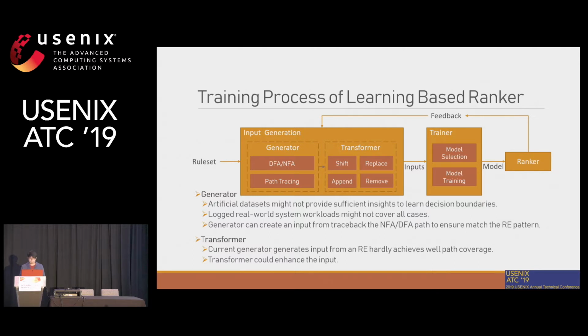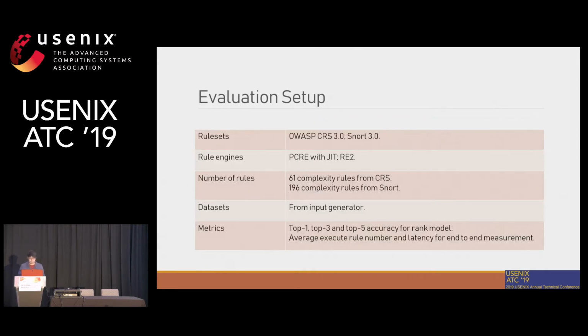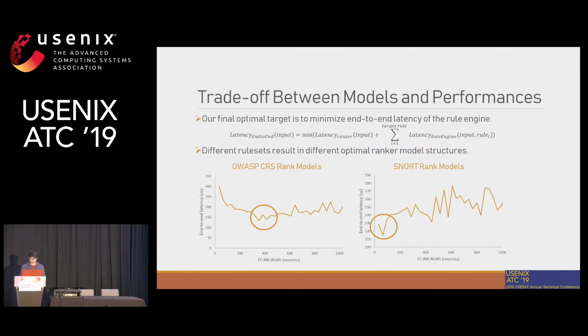Once a model has been trained, it will be evaluated by a ranker, and the ranker will feed back the performance. The training process will decide when to stop training and return a ranked model. In the end, I'd like to present the evaluation results. Here is a table for the evaluation setup, where we use hundreds of rules from OWASP and SNORT, and 2 rule engines: PCRE with and without the JIT optimizer, and RE2 from Google.